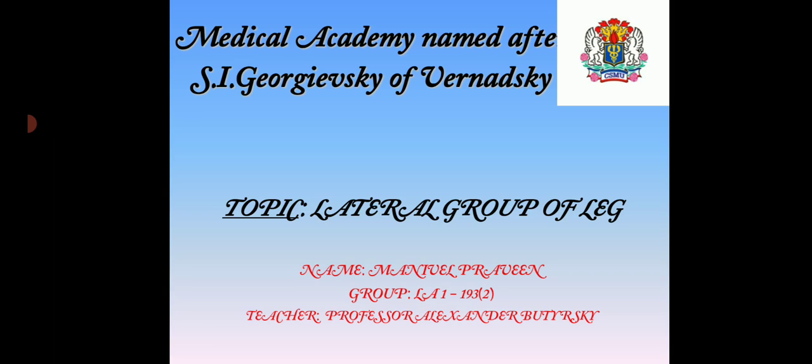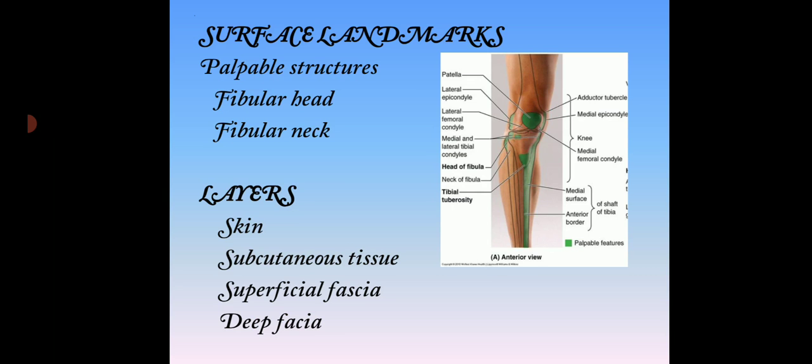Today I am going to present the topic of the lateral group of leg, guided by Professor Alexander Bitriski. First, we are going to see the surface landmarks. The palpable structures are the fibular head and fibular neck in the lateral compartment of the leg. Next, the layers. The layers are arranged as skin, subcutaneous tissue, superficial fascia, and deep fascia.